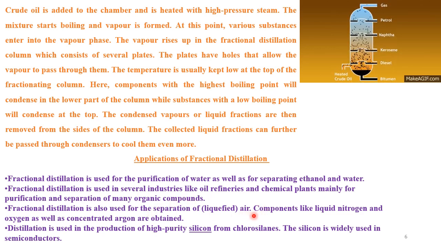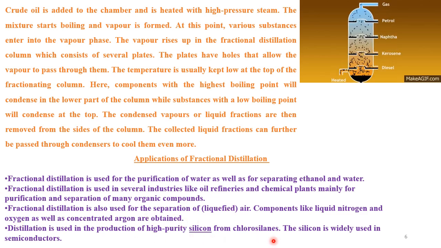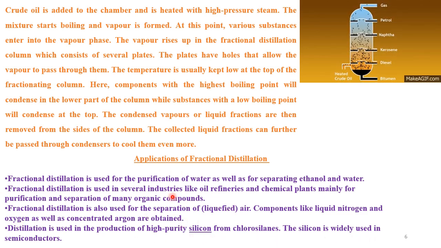Fractional distillation is also used for the separation of liquefied air, where components like nitrogen and oxygen as well as concentrated argon are obtained. This distillation process is used to obtain high purity silicon from chlorosilanes. The silanes are widely used in semiconductors.